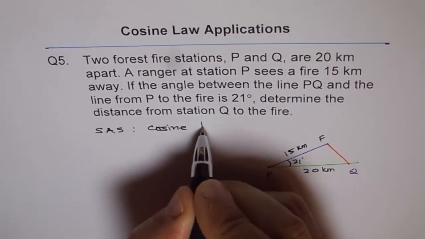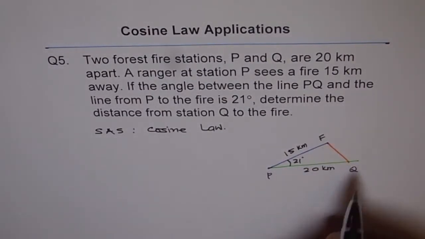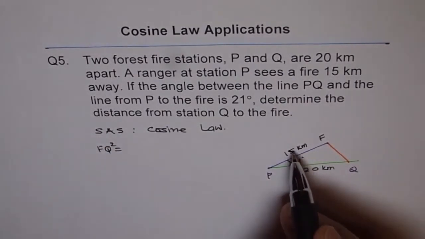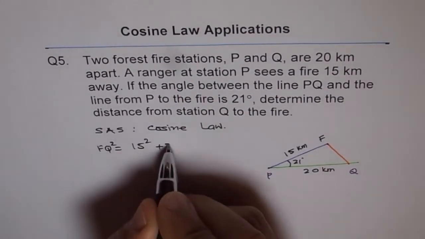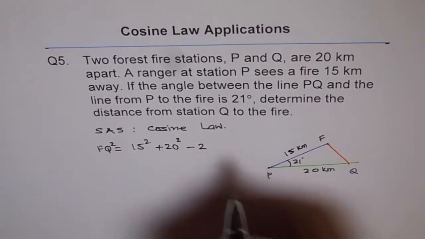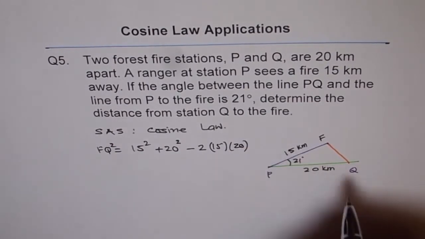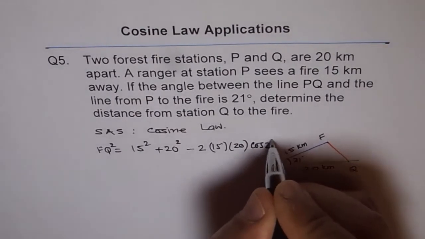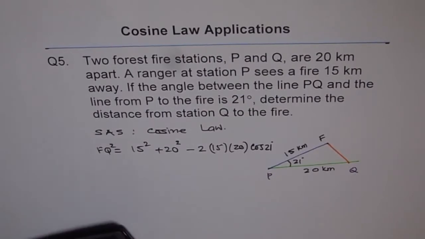That is the basic. And cosine law says that for any side which you want to find, let us say FQ, the square of that side is equal to the sum of squares of the other two sides, which is 15 square plus 20 square, minus 2 times the product of these two sides, which is 15 times 20, times cosine of the angle between, times cos of 21 degrees, correct? So that is what the cosine law is. As simple as that. Now what you need to do is take out a calculator and figure out the answer.